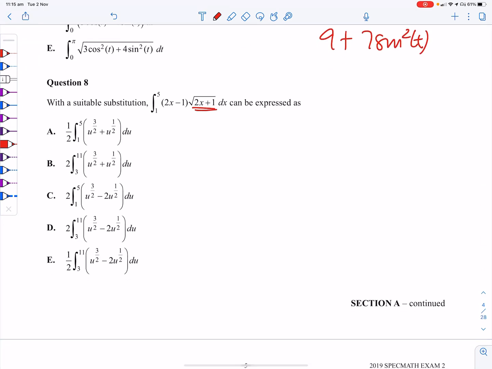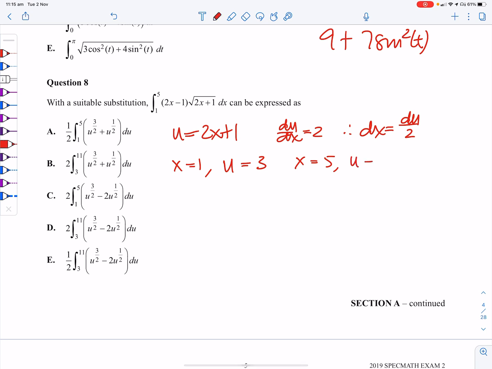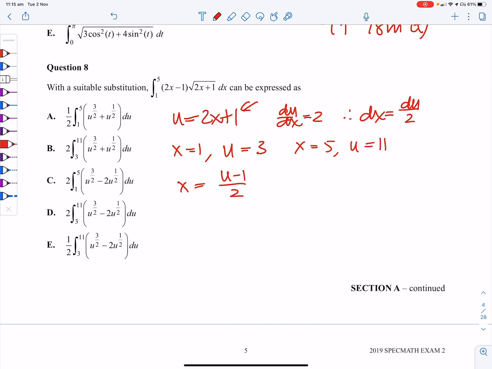This one here, you always want to let the u equal whatever's under the harder function. So u is 2x plus 1, du dx is 2, so dx is du on 2. If x equals 1, u equals 3, x equals 5, u equals 11. We know that x is u minus 1 on 2 if we solve this. And if we sub that into here, 2 times (u minus 1 on 2) minus 1, they're going to cancel. So I just get u minus 2. We know that our terminals are from 3 to 11.